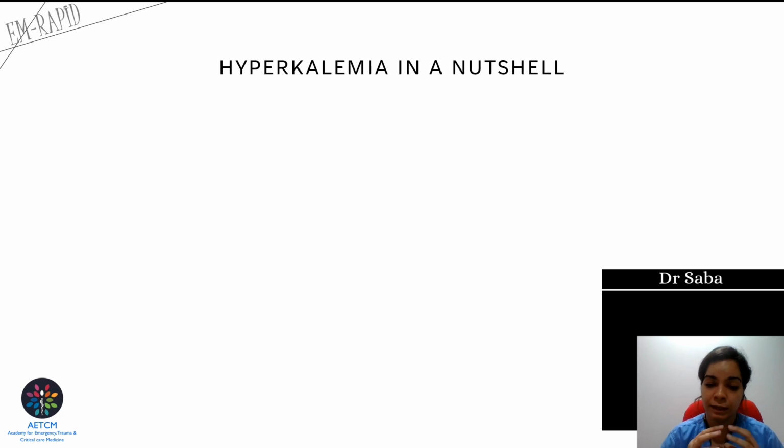So early identification of this state and finding the etiology of hyperkalemia is extremely important, as it is a reversible cause of cardiac arrest and will have a profound effect on the myocardium. The major disturbances are because of abnormalities of the membrane polarization.